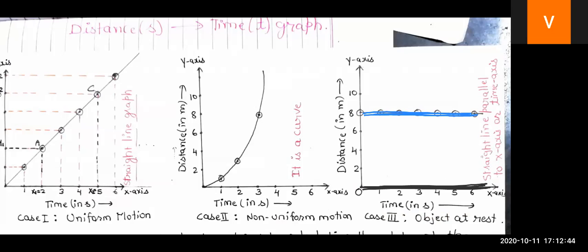or you can say, on the x-axis what have we taken? Time. So you can either use the word x-axis or you can use the word time axis. So these are the three distance-time graphs.